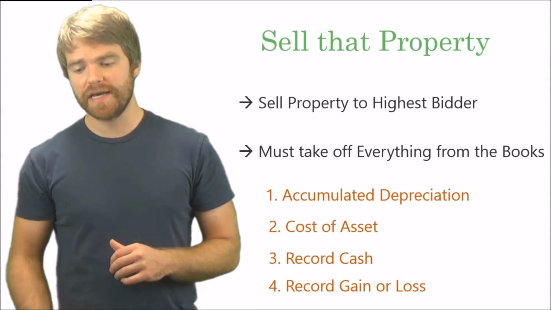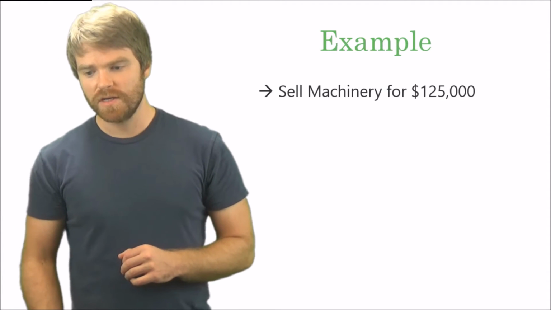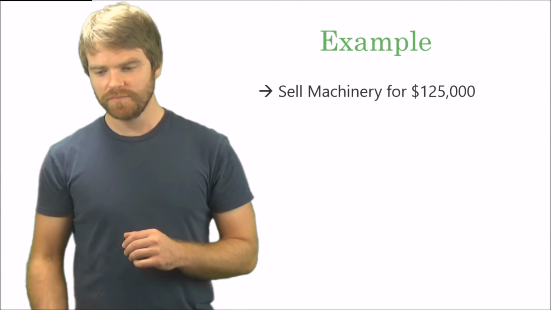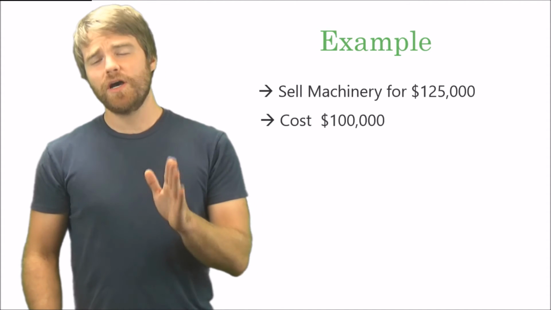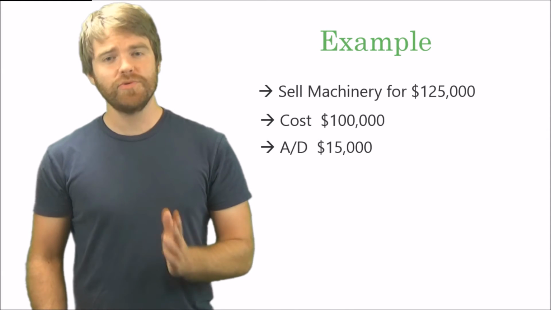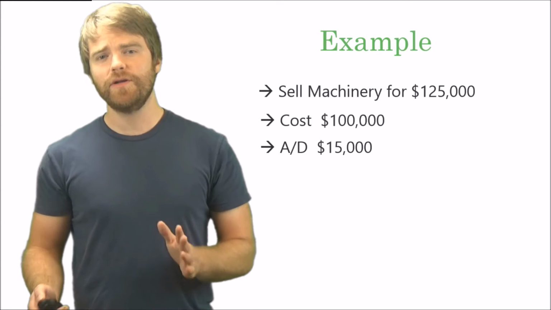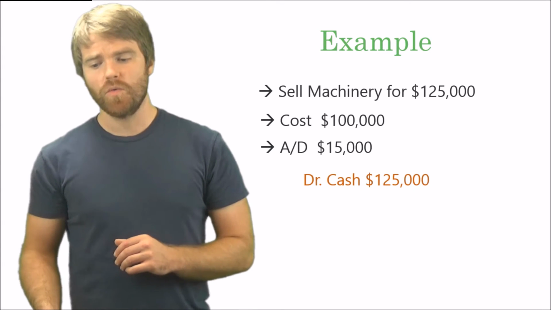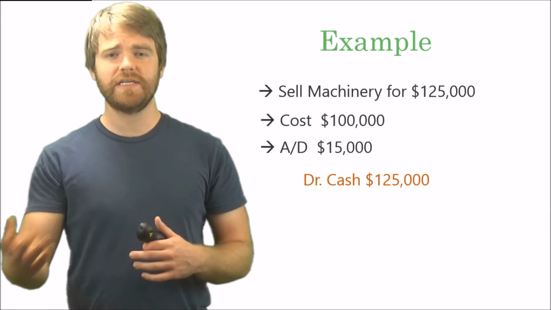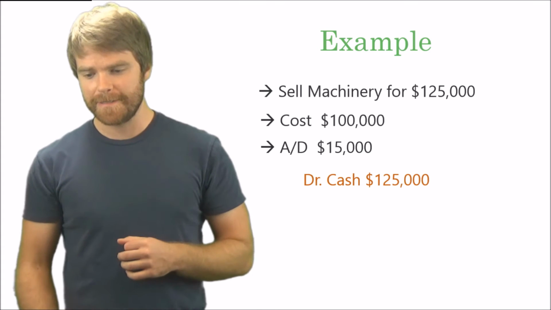So let me show you an example here. This will make a lot more sense. So you sell that machinery for 125 grand. The cost was 100 grand though, what you originally got it for. Accumulated depreciation was only 15 grand, not a lot. So how do we get rid of this? Well, you debit the cash for 125 because you sold it. So that person's going to give you some cash for that equipment. So cash goes up. That's good.